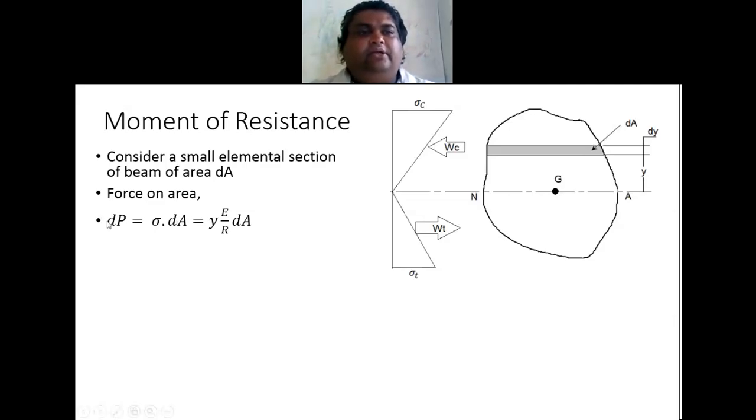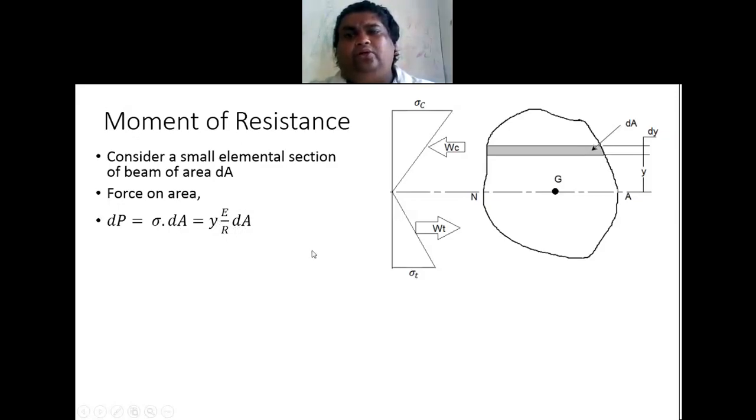Now stress is equal to force by area, so force is equal to stress into area, right? Just the reverse of that. So dP is the force, and dP is equal to sigma into dA. Sigma is the intensity of stress there. Now sigma is equal to y into E by R, right? We have done that in the previous equation. So it is y into E by R into dA.